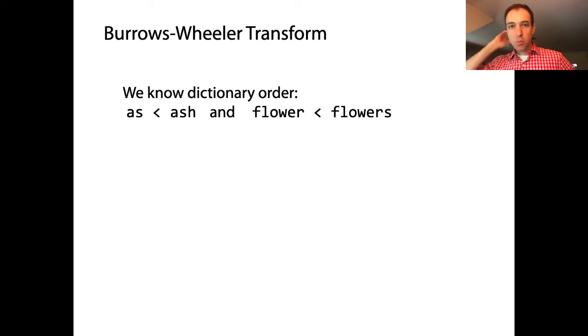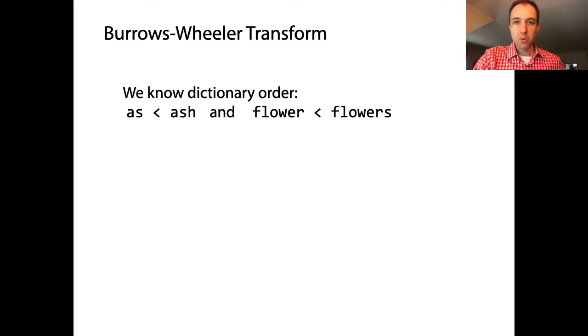Okay. So we all know dictionary order, right? When we go to look up a word in the dictionary, we're not confused about whether "as" comes first or "ash" comes first. And we're not confused about whether "flower" would come before "flowers" if we were putting a list of words in alphabetical order.